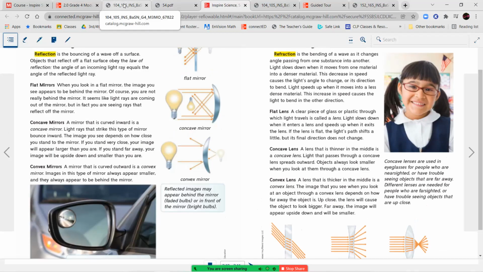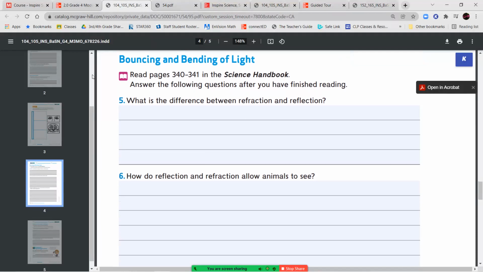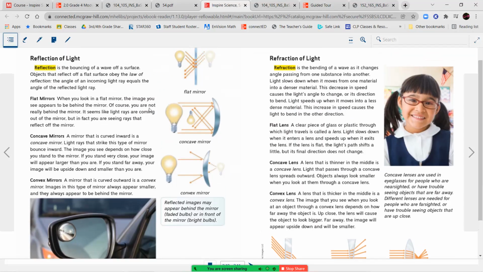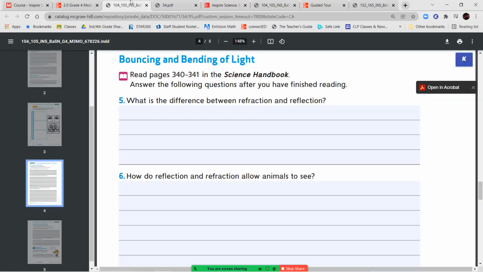Now for your questions, the first one asks, what is the difference between refraction and reflection? So over here, you can see the beginning of both of these pages. Reflection is the bouncing of a wave off of a surface. So it's when a wave bounces off of a surface. And refraction is when it bends and changes direction when it passes through a surface. So refraction is when it's changing its direction a little bit, it's changing its angle when it passes through something, and reflection is when it bounces off of something.